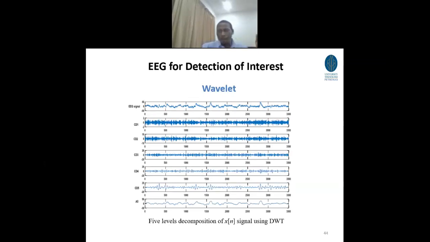This is how it looks when you do the decomposition using wavelets, depending on the level of decomposition that you are considering. But again, at the end, you have a set of coefficients. So you want to see whether these coefficients from wavelet can be useful in differentiating the two groups.